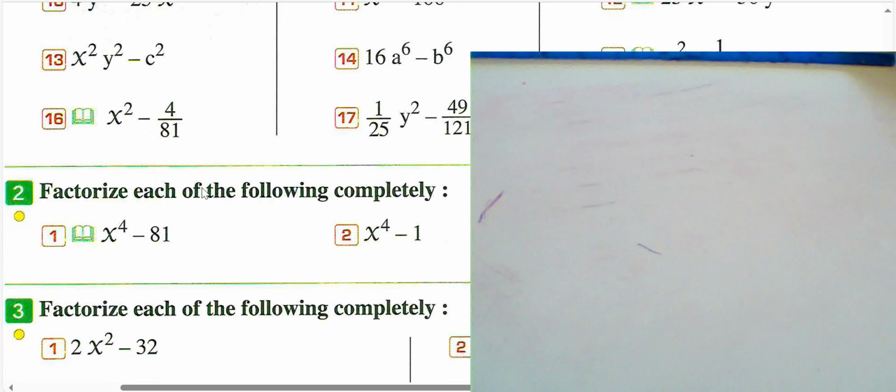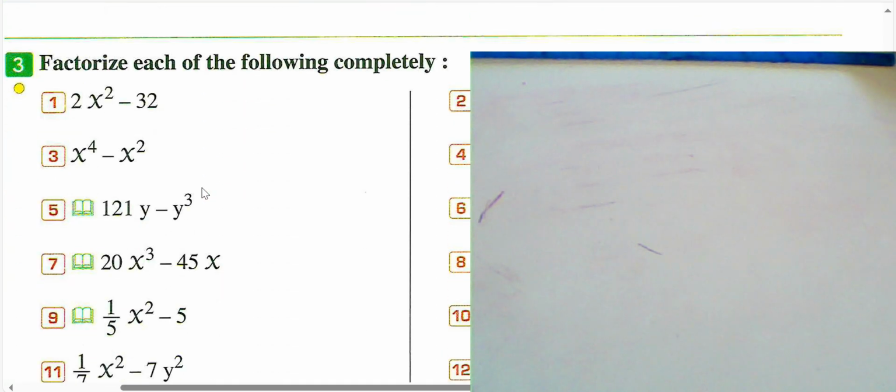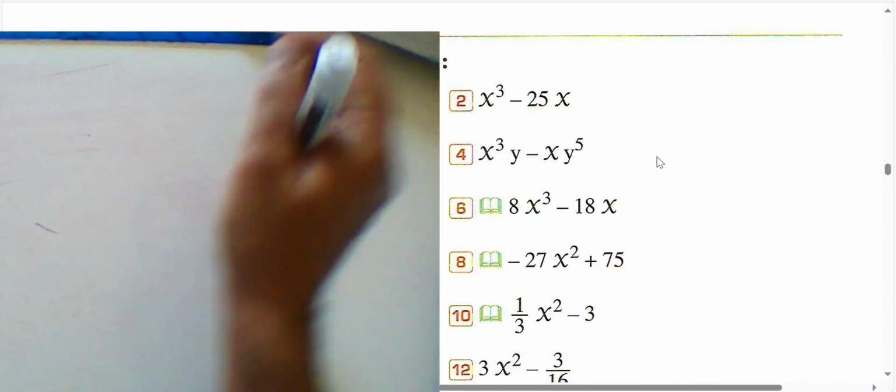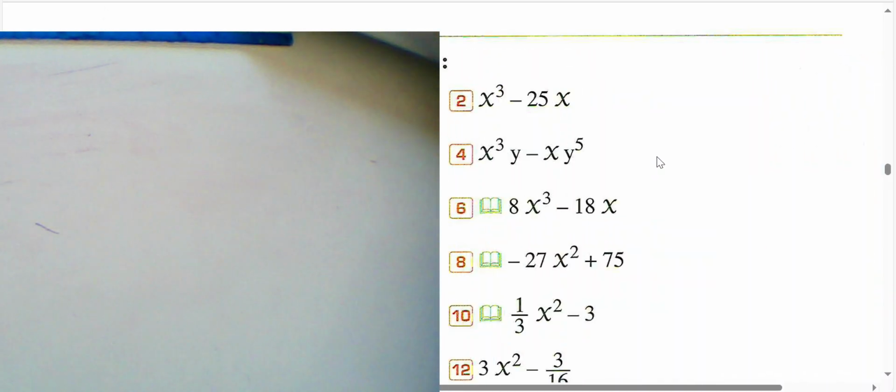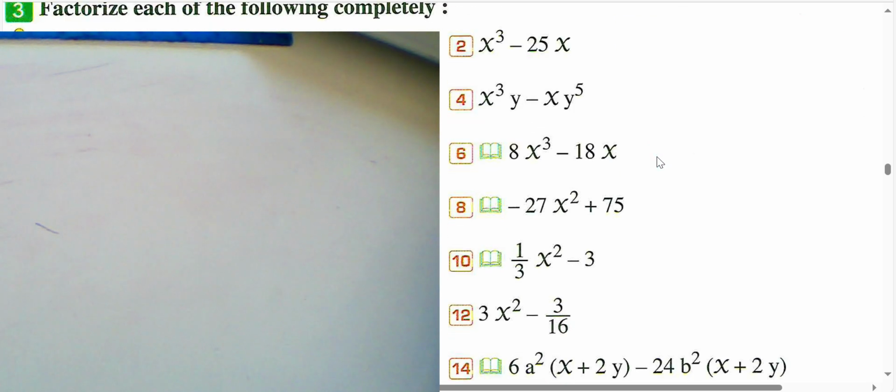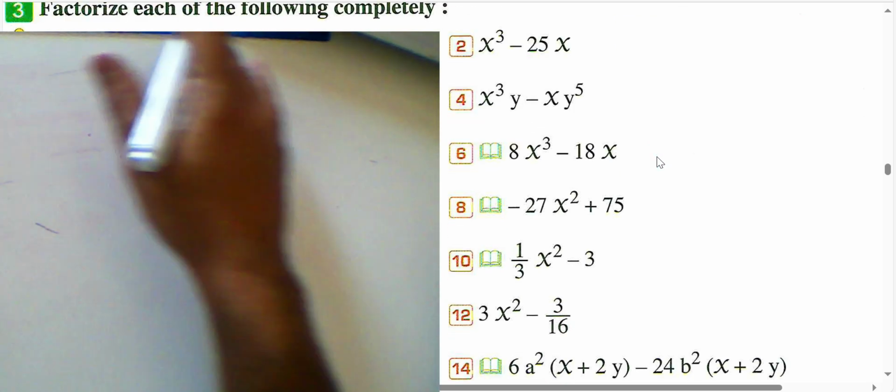Question number 2. طبعا كتاب المدرسة حلنا كله. تعال نكمل من المعاصر كده نشوف question زي question number 4. ماشي، ناخد question number 4 نحله مع بعض.